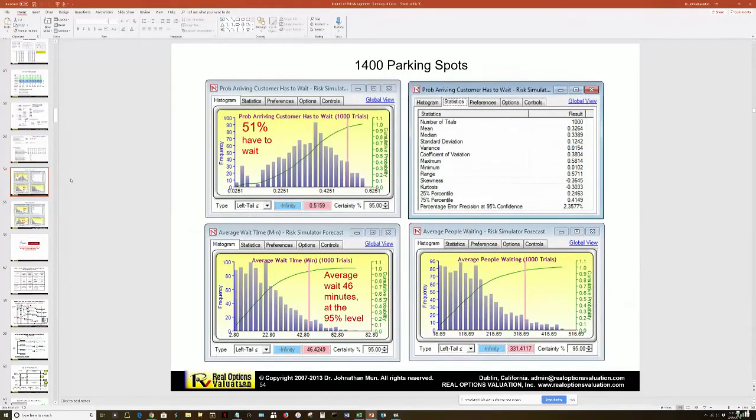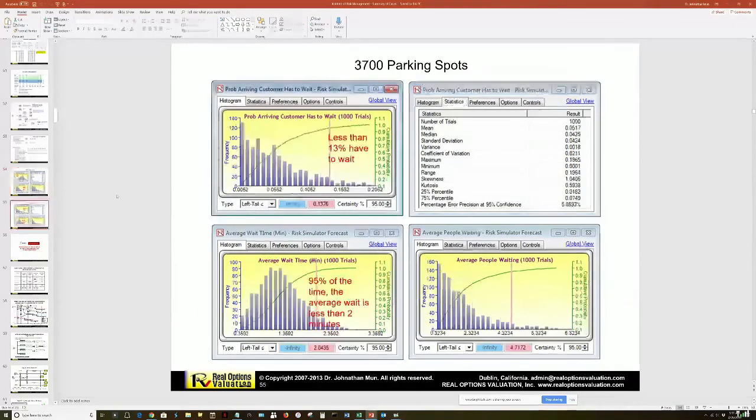This is waiting time, the probability of the number of people actually showing up. If you have 1,400 parking spots in this case, 51% of people will have to wait. The average wait time is 46 minutes based on the simulation that we did, collecting data from comparable places like the Louvre. If you have 3,700 parking spots, which is what we recommended, less than 13% have to wait, and the wait time is less than 2 minutes, which includes driving up to the area, the building, if you will. So you can apply it to parking lots, Department of Defense, public accounting, anything.